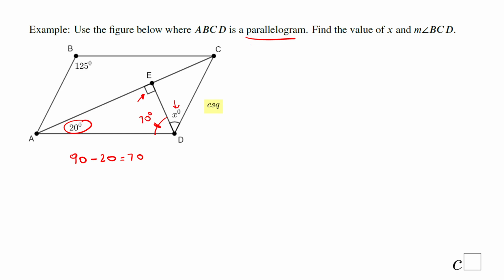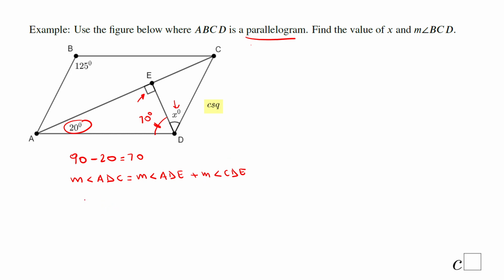Okay, but this 70 degree angle plus this x will give us the angle ADC. Let me write that here. The measure of angle ADC is nothing else than the measure of angle ADE plus the measure of angle CDE. So here I use the protractor postulate, or in fact the angle addition postulate. We put these angles together and we get a big angle, right?